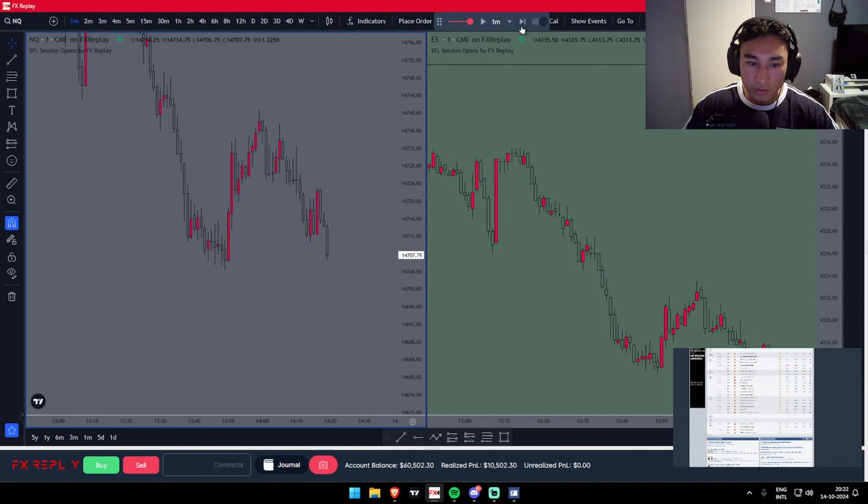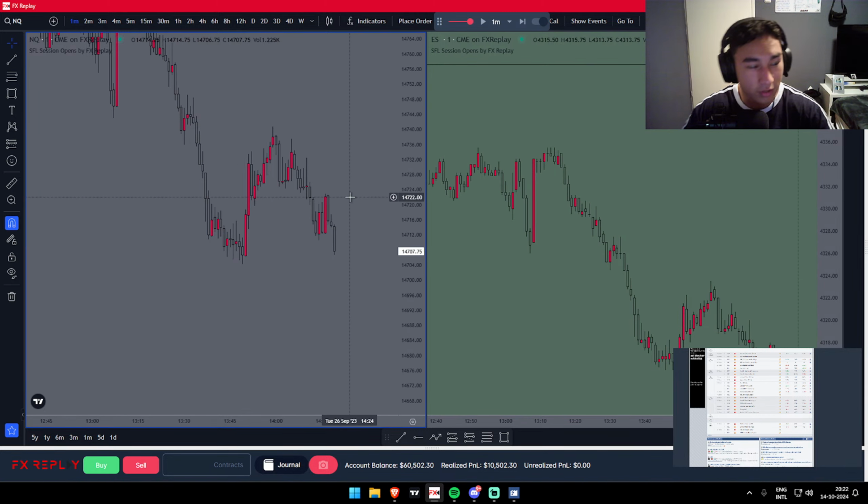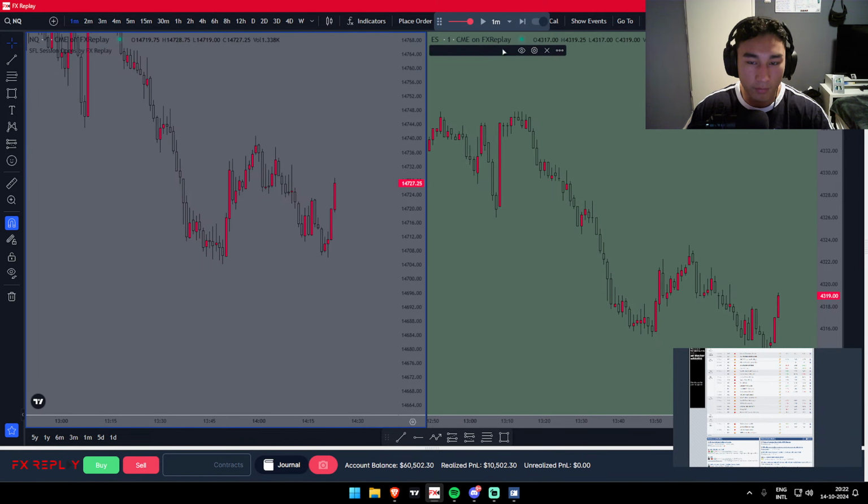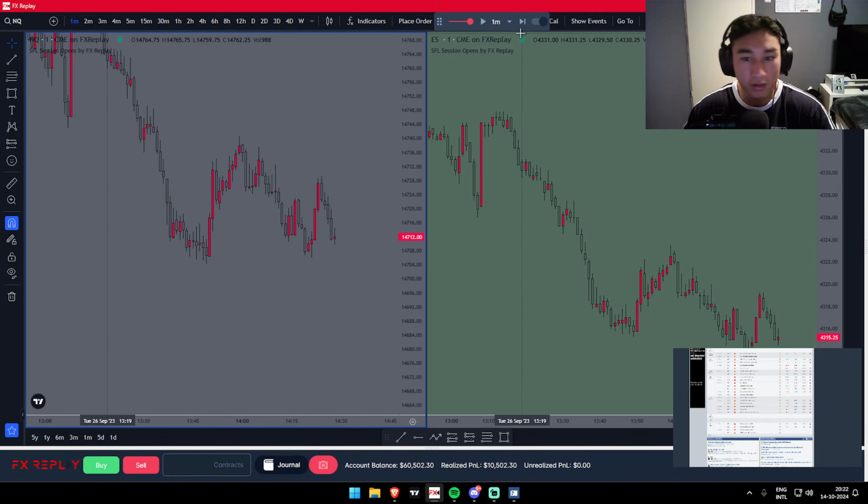Still look for longs. What's your model? It's the inversion model, man. I don't know if you, or inversion for value gap. I don't know if you, do you trade ICT concepts?